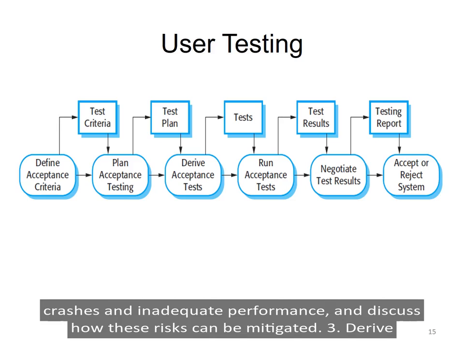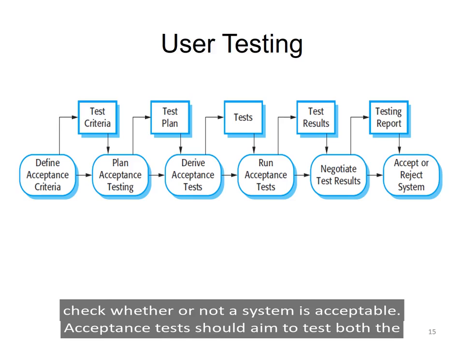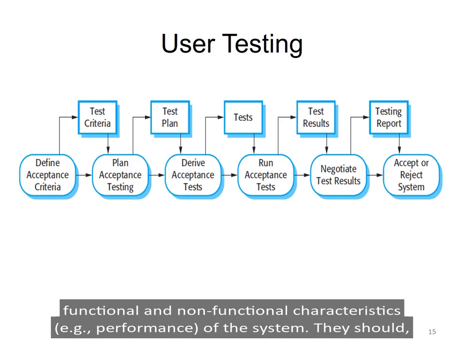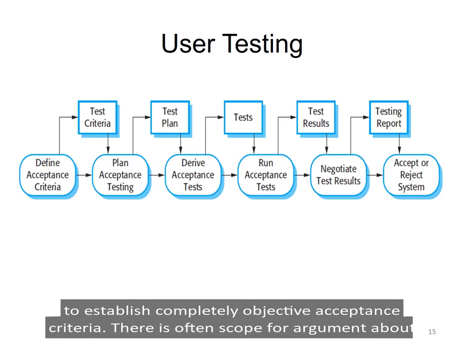Number 3, derive acceptance tests. Once acceptance criteria have been established, tests have to be designed to check whether or not a system is acceptable. Acceptance tests should aim to test both the functional and non-functional characteristics, such as performance of the system. They should ideally provide complete coverage of the system requirements. In practice, it is difficult to establish completely objective acceptance criteria.